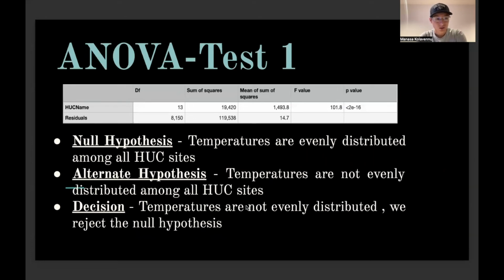Next, we did 2 ANOVA tests. The first one has a null hypothesis suggesting temperatures are evenly distributed among all HUC sites. The alternative hypothesis is thus temperatures are not evenly distributed among all HUC sites. The results are shown near the top. And since the p-value is extremely small for a large F value, we rejected the null hypothesis.